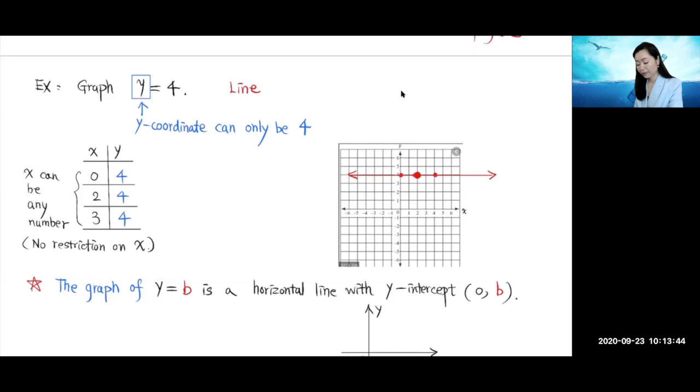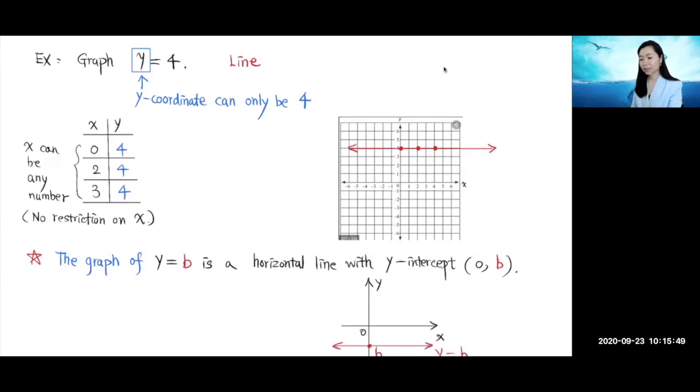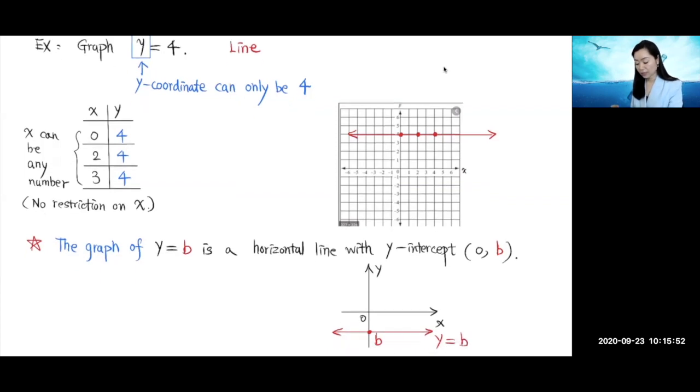And then we graph this straight line right here. As you can see here, this is going to be a horizontal line. Okay, so let's label this. So y equal to 4, that's the graph for this equation. And we label this graph up here by that equation. And this is a horizontal line.